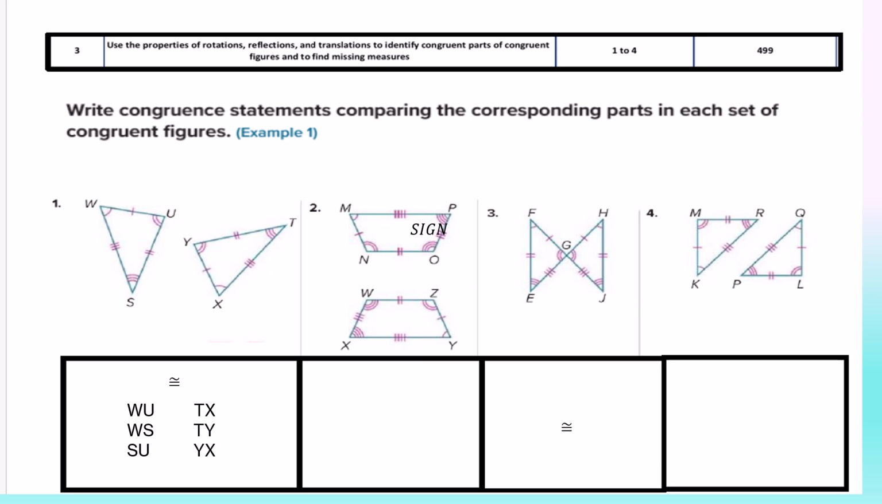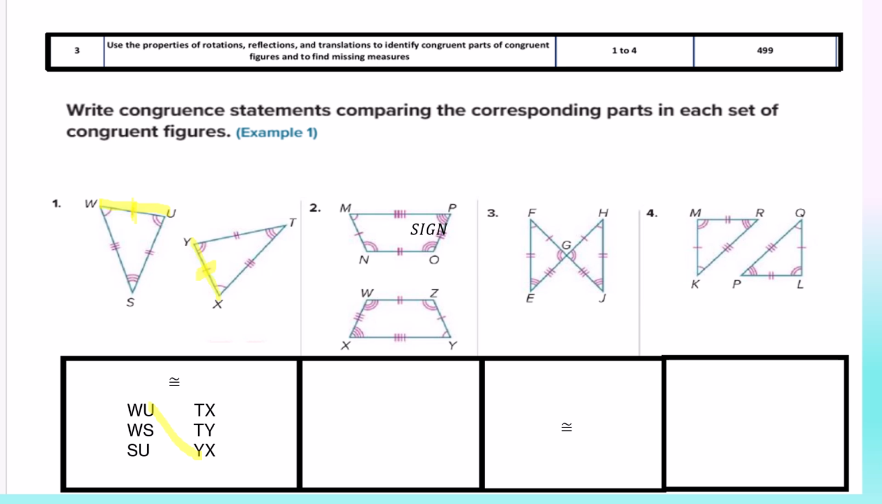The marking on the outside, which is line segment WU, has one little stroke on it. And now we have to look at the other diagram which is congruent to it and see which one it matches up with. And if you look at it carefully, you will see it matches up with YX. So WU is congruent to YX.